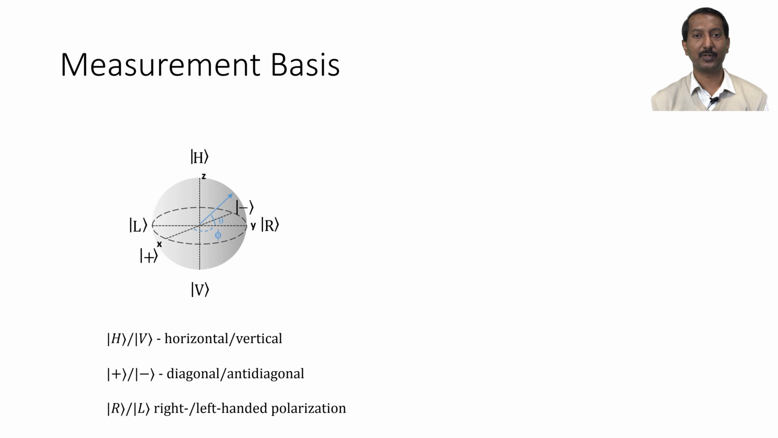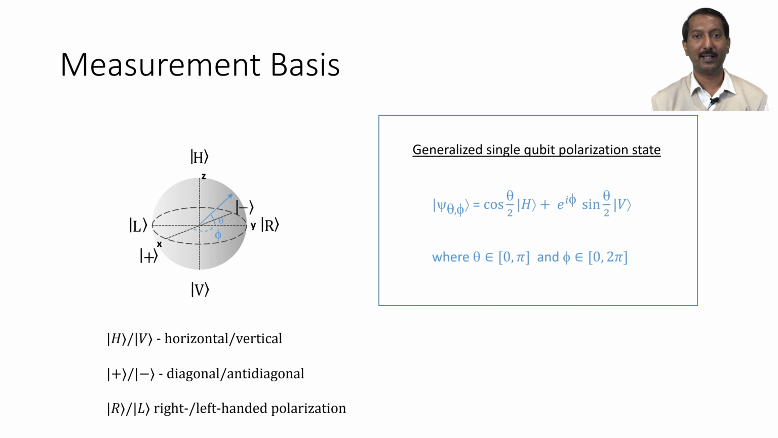In geometric representation using Bloch sphere, one can choose different bases like horizontal, vertical, diagonal, anti-diagonal, right or left-handed polarization. Generalized single qubit polarization is represented by psi theta phi. Quantum state psi parameterized by theta and phi is a superposition state of horizontal and vertical components as shown on the right hand side. It is a combination of horizontal and vertical parts with coefficients depending on theta and phi. It must be kept in mind that there is no simple generalization of the Bloch sphere known for multiple qubits.